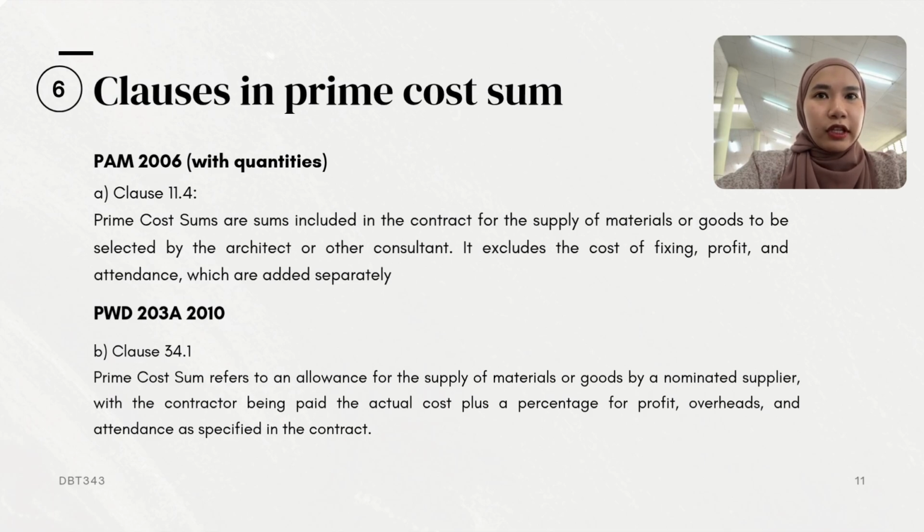In PAM 2006, Clause 11.4 states that prime cost sums are sums included in the contract for the supply of materials or goods to be selected by the architect or other consultant. It excludes the cost of fixing, profit, and attendance, which are added separately. For prime cost sum in PWD 203A 2010, clause 34.1 states that prime cost sum refers to an allowance for the supply of materials or goods by a nominated supplier, with the contractor being paid the actual cost plus a percentage for profit, overheads, and attendance as specified in the contract.